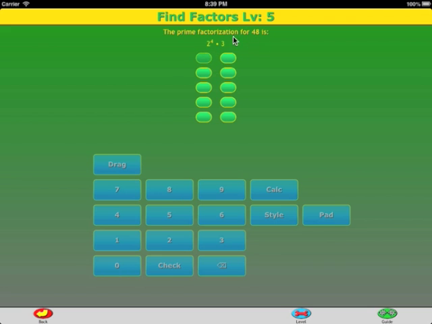The number is 48. We have 2 to the power 4 times 3. So we have 1 as always. We have the given number, 48. We have 2. We have 3. We have 4, which is 2 to the power of 2. We don't have 5. We have 6, which is 2 times 3.